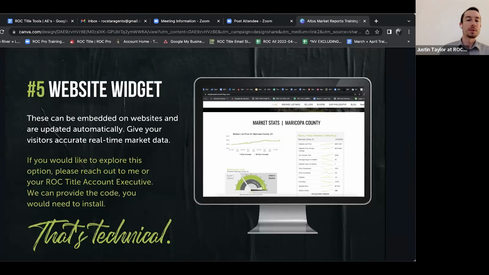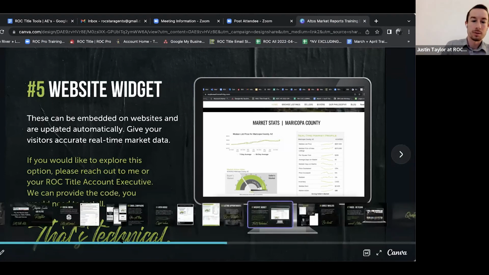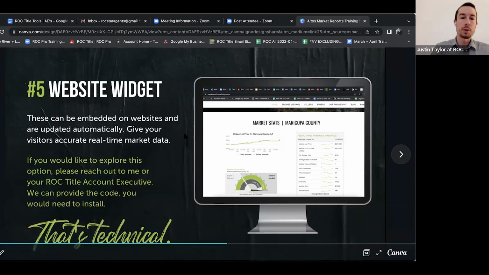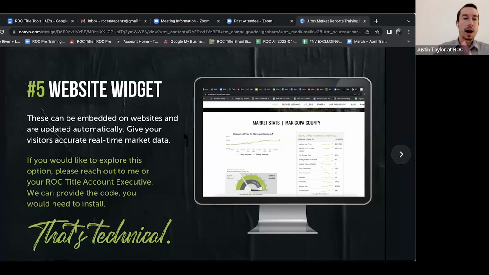Number 5, website widgets. We didn't really dive into this, but you can embed these into your website. Now, it's technical. I know there's some people that aren't tech savvy. I feel like some days it's passing me, which makes me a little nervous. But you can display these on a website. This is on a live website. This was a screenshot I took. These update automatically. If this is something you'd be interested in, reach out to me.